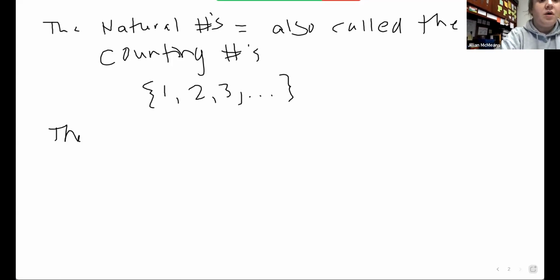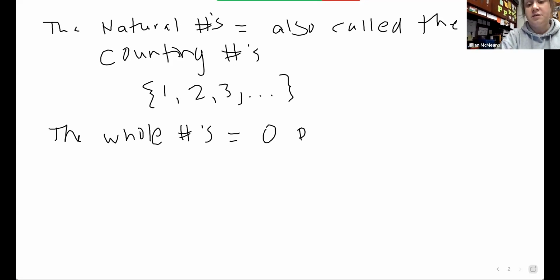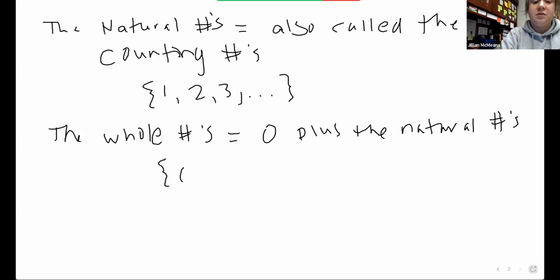Next up, we have the whole numbers. Okay. So the whole numbers are basically the natural numbers, but starting at 0. So 0 plus the natural numbers. So as a set, we would start with 0 and then increment by 1. So those are the whole numbers.